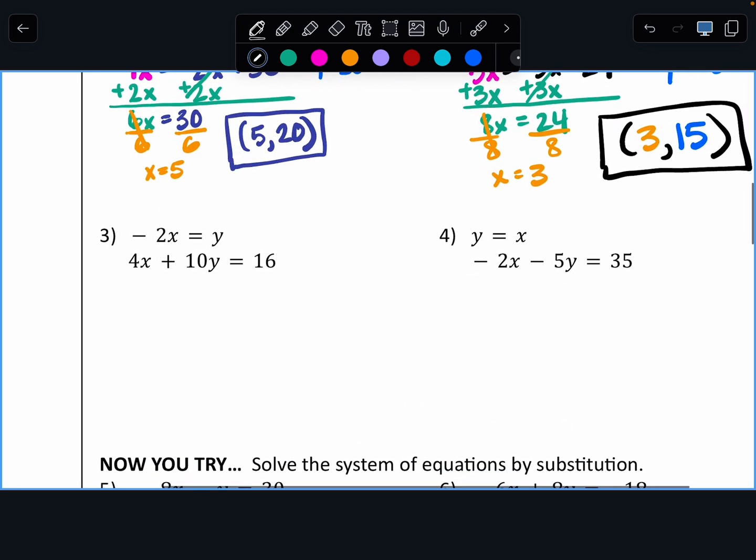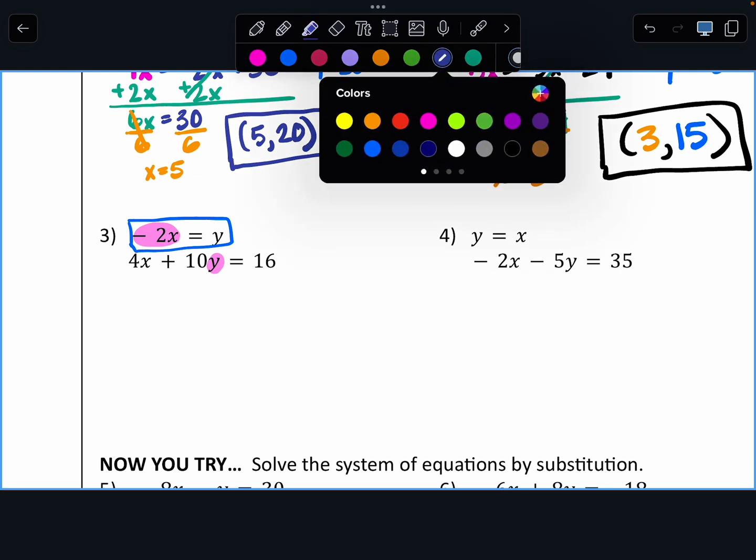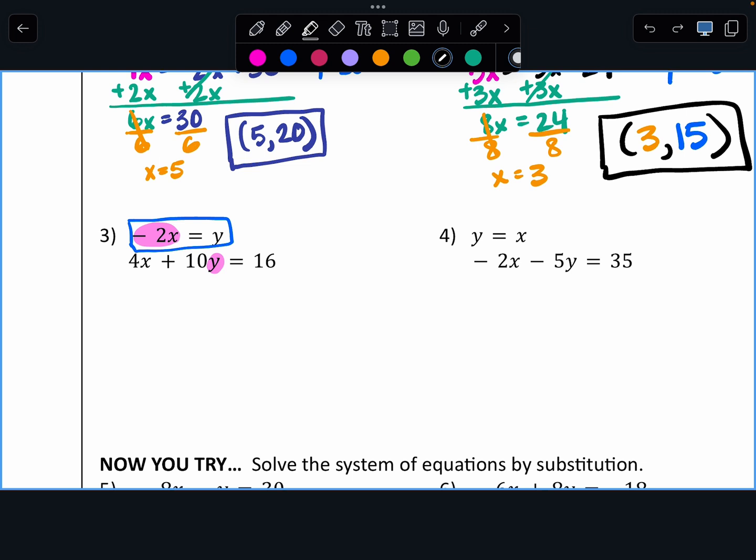Number 3, negative 2x equals y, and 4x plus 10y equals 16. So in the first equation, I have y isolated on one side. So I'm going to substitute in negative 2x for this y here in the equation. All right, so I have 4x plus 10, and I'm going to put negative 2x instead of y, equals 16.